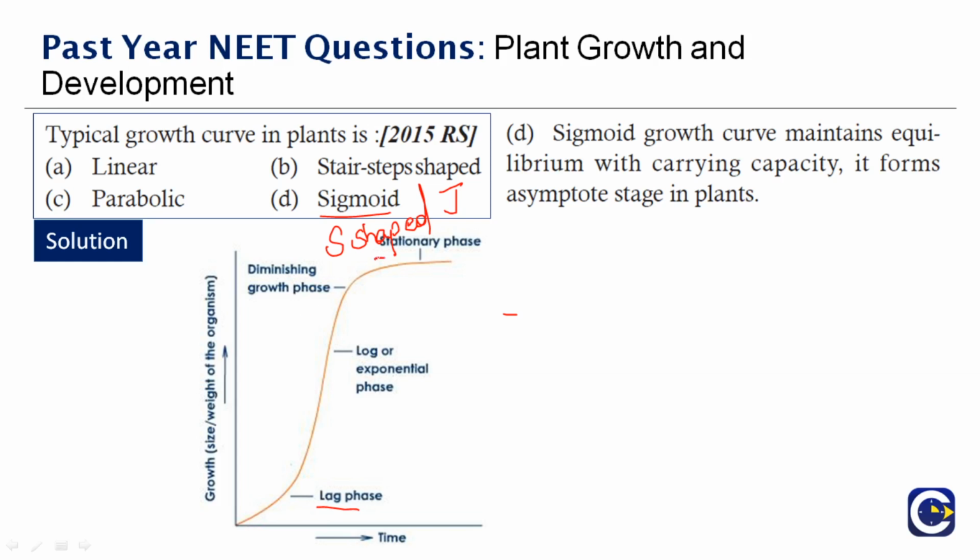And the stationary phase is where the growth stops. You don't find any retardation or any growth. The growth actually stops there. You have either no increase or decrease. Therefore the correct answer to this question is option D.